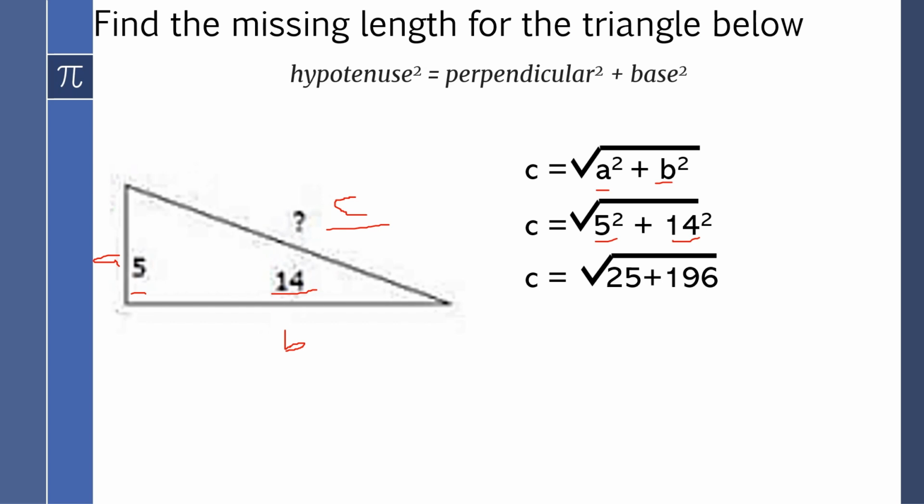Now the next operation is to add them together, and we get 221. Take the square root of that, and you get 14.87 as the length of the hypotenuse. And again, it's the longest side. It's longer than B, which was 14. And so our hypotenuse is 14.87.